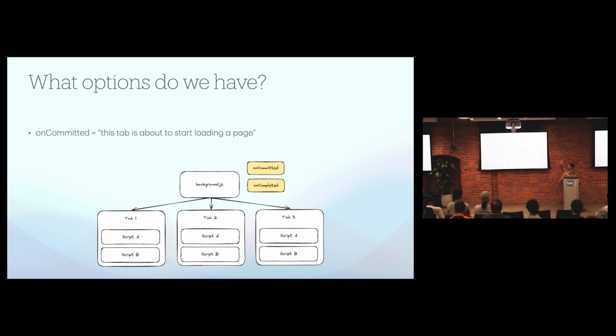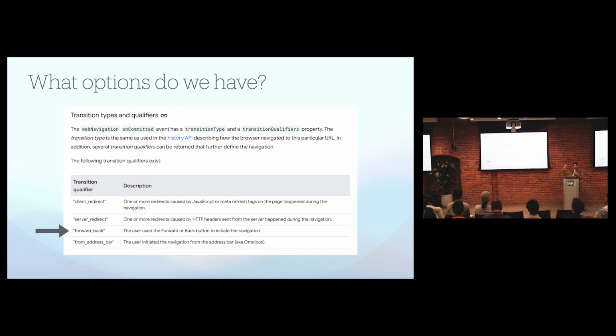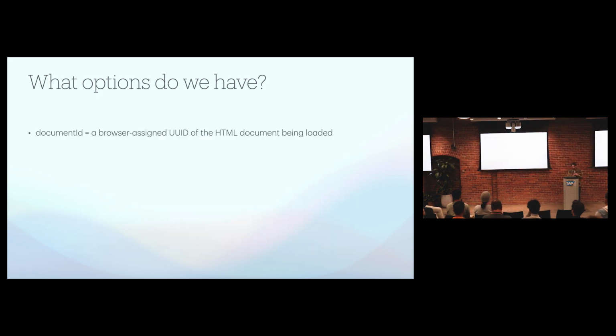So the onCommitted event, as mentioned before, the tab is about to start loading. In that event that we get, Chrome conveniently gives us this transition qualifiers object, or array actually, and one of those things is forward back as one of the values. And so this is an indication that the user used the navigation events, or on their computer, command left or right or whatever, initiated the navigation event via going forward or backwards, which means that this page load that's about to happen might be eligible for this BF cache feature.